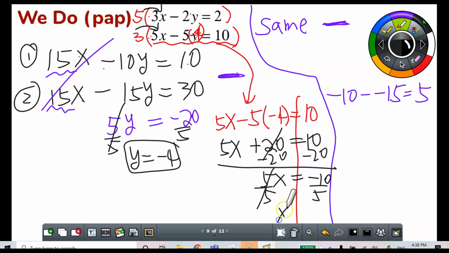So we have x equals negative 2, and that's it. Okay. Next one.